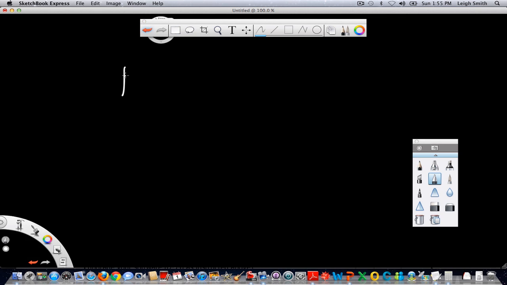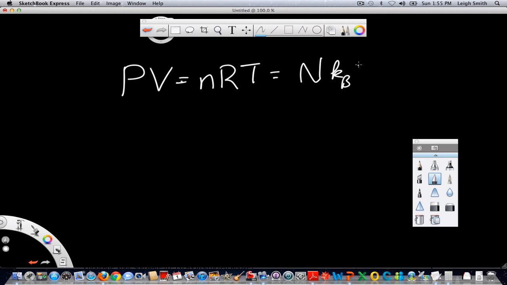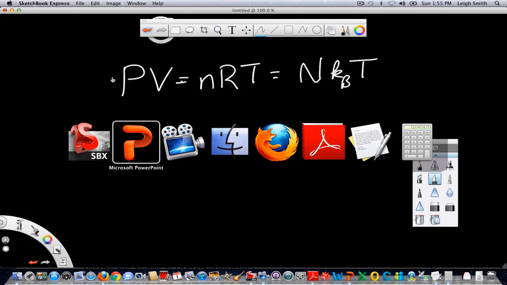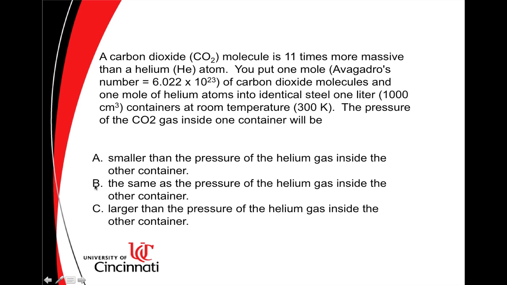And this is one of those very fundamental results, in that if you have n moles of a gas, or the other way of saying it is if you have n molecules, and it doesn't matter what the molecules are, then if you have the same number of molecules or atoms, no matter what they are, even if one is much more massive than the other, if the volume is the same and the temperature is the same, then the pressure has to be the same. And so the pressure is the same for the helium gas as it is for the CO2 gas, even though the CO2 is 11 times more massive.